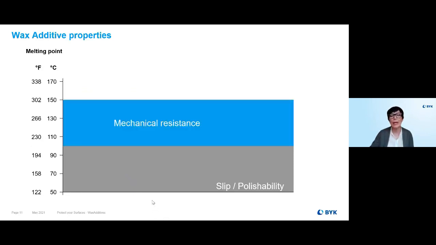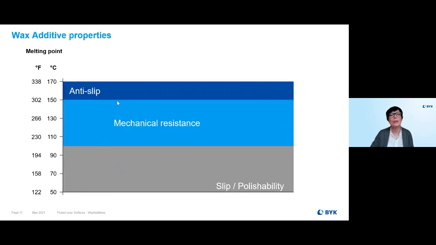If you use a wax base which has a melting point above 200 F, 100 C, you will increase the mechanical resistance of your system. And last but not least, if you use a wax with the highest melting point, above 150 C or 300 F, then you can increase the anti-slip. Of course, the lowest melting point gives you the highest slip, and the slip decreases with a higher melting point.